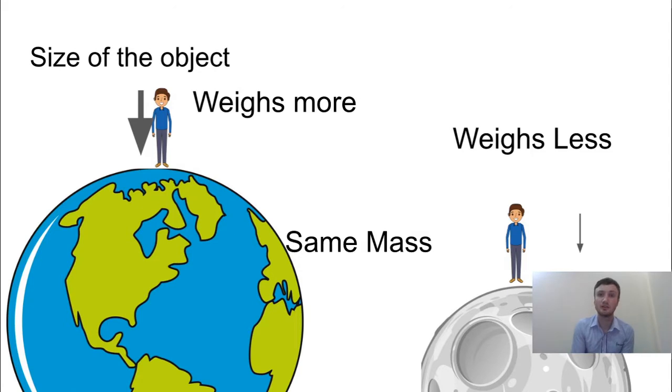I don't change. I'm made of the same stuff. But if I'm on the Earth, I weigh more than I weigh on the Moon. That's because the Earth is pulling me down harder. It's got a stronger gravitational pull because the Earth is made of more stuff, whereas the Moon has less of a gravitational pull because the Moon is made of less stuff. It has a smaller mass.